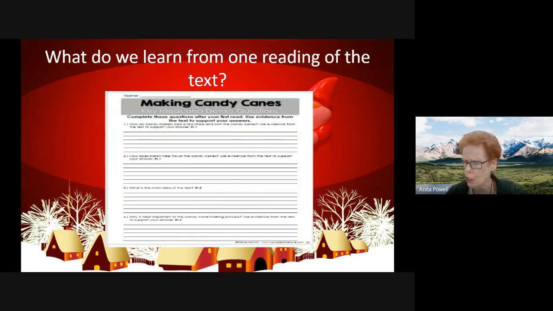How does starch help flavor the candy canes? Use evidence from the text to support your answer. Well, what we're told is that candy doesn't accept flavor on its own, sweetness on its own. So to bind the flavor and the sweetness into the candy cane, we use starch to do that.